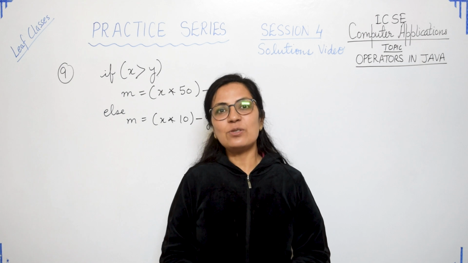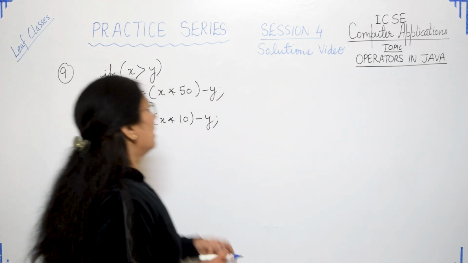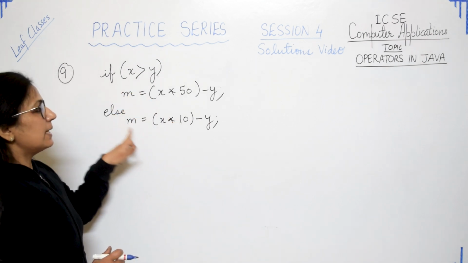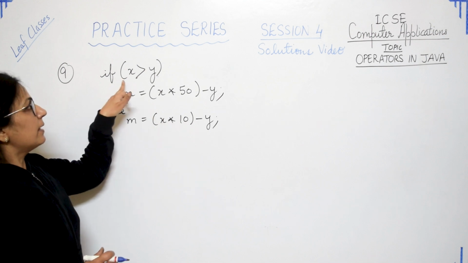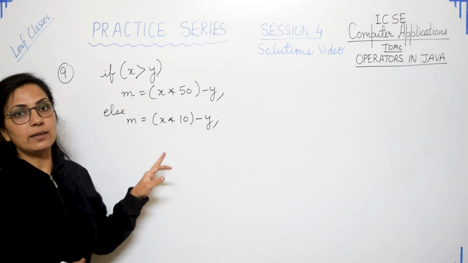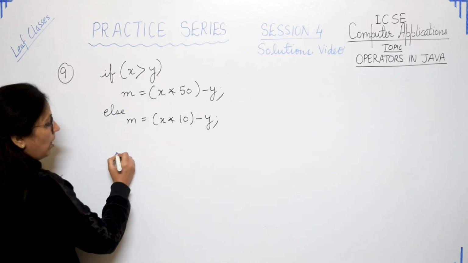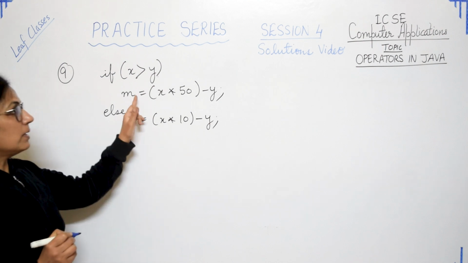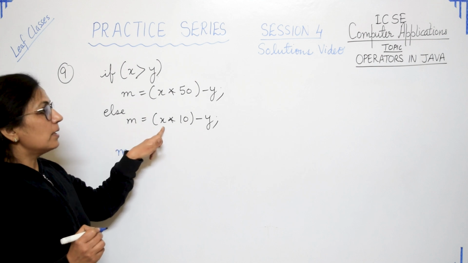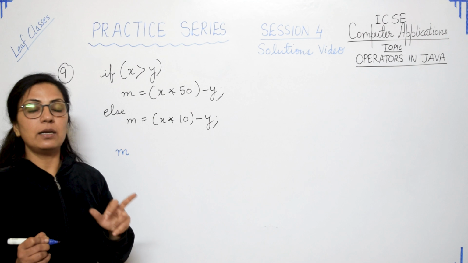Question number 9 is to write the given snippet using the ternary operator. Here the statements are given: if x greater than y, m equals this, else m equals this. If you see, the data type of x, y and m is not mentioned here, so there is no need to write the data type yourself in the solution. So here the value is stored in m. So m is either this or this depending upon the condition. So we have to use the ternary operator.